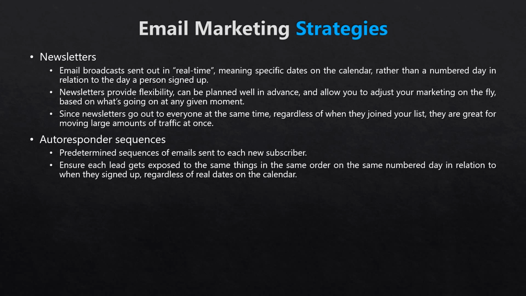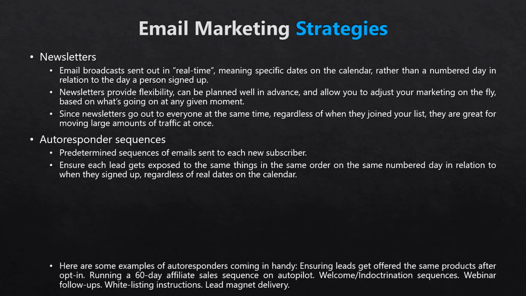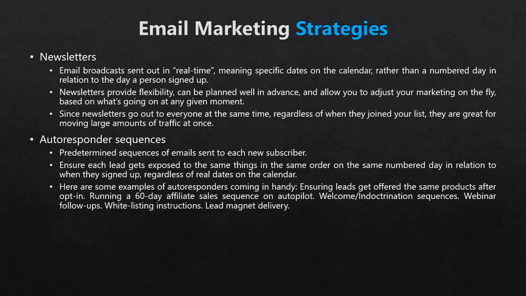Bob, Ricky, and Sue will each get your top 3 tools for driving traffic promo email 4 days after they join your list, regardless of when each of them joined. If you have a handful of products that you want to ensure get offered to all your subscribers after they opt into your list, then an autoresponder sequence is the way to accomplish that.